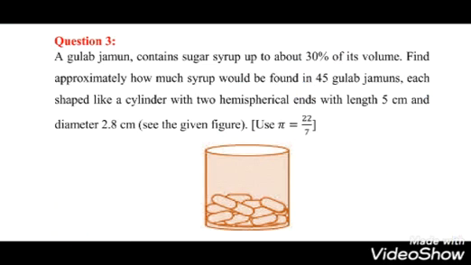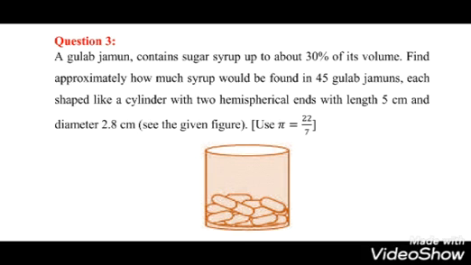Now we see question number 3. A gulab jamun contains sugar syrup up to about 30% of its volume. Find approximately how much syrup would be found in 45 gulab jamuns, each shaped like a cylinder with two hemispherical ends, with a length of 5 centimeter and diameter 2.8 centimeter. So here we need to find out the sugar syrup.